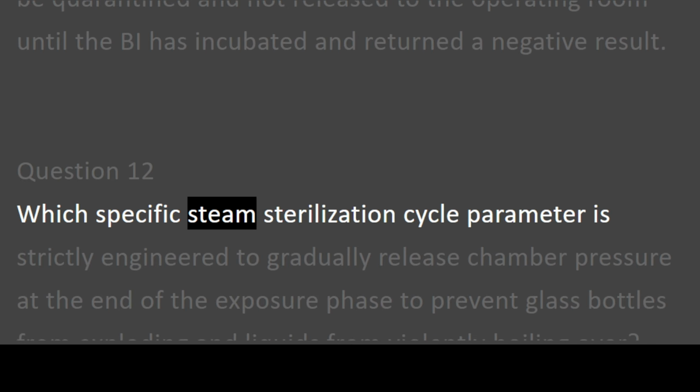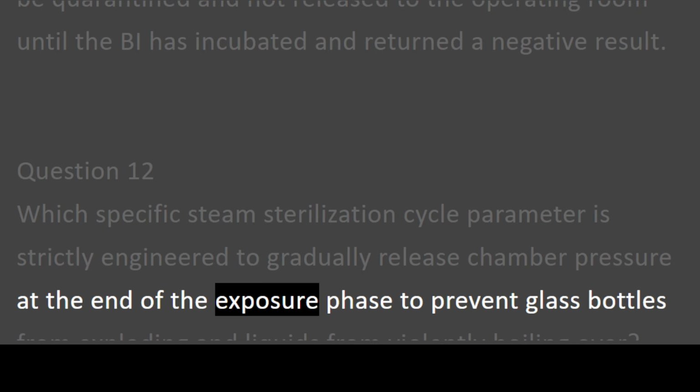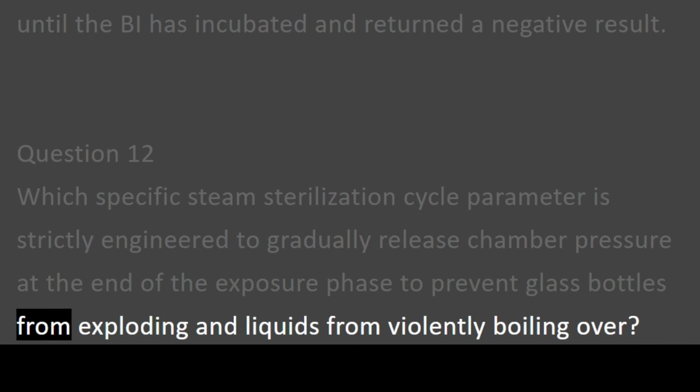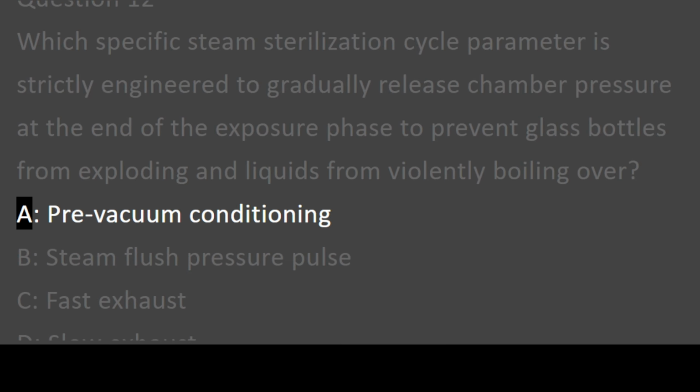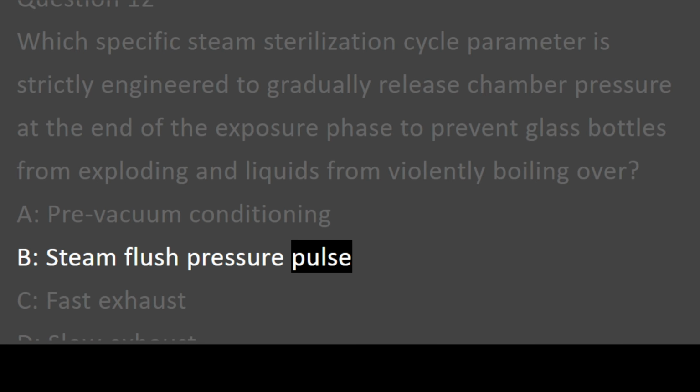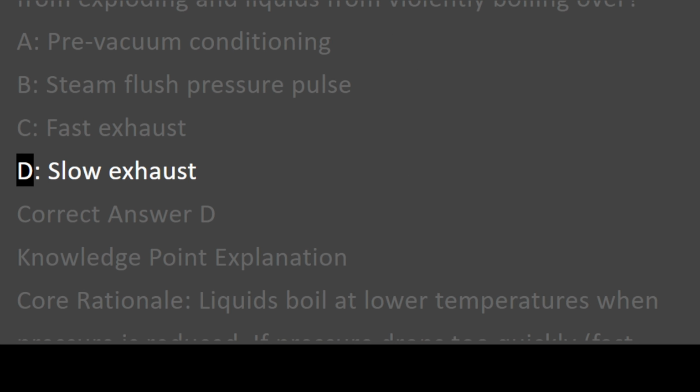Which specific steam sterilization cycle parameter is strictly engineered to gradually release chamber pressure at the end of the exposure phase to prevent glass bottles from exploding and liquids from violently boiling over? A. Pre-vacuum conditioning. B. Steam flush pressure pulse. C. Fast exhaust. D. Slow exhaust.